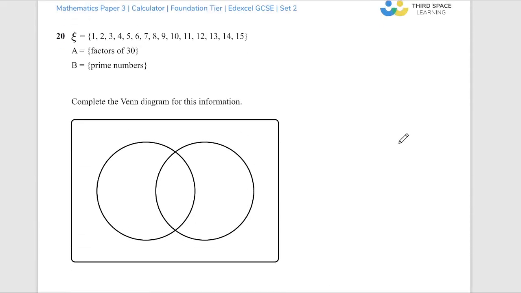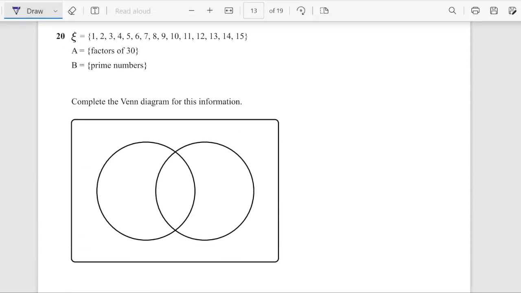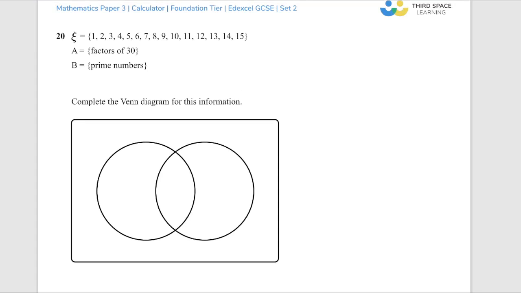So question 20, we've got a Venn diagram. So this symbol often confused. It just means this is the list of numbers that we're picking from. So basically, I could have said I'm picking from the numbers between 1 and 15. I think that's all the numbers between 1 and 15. Set A are factors of 30 and set B are prime numbers.